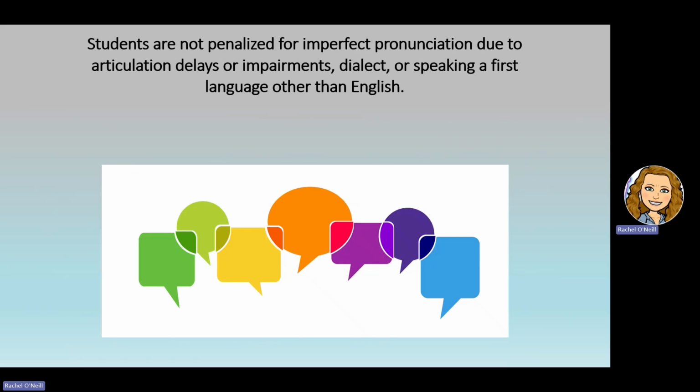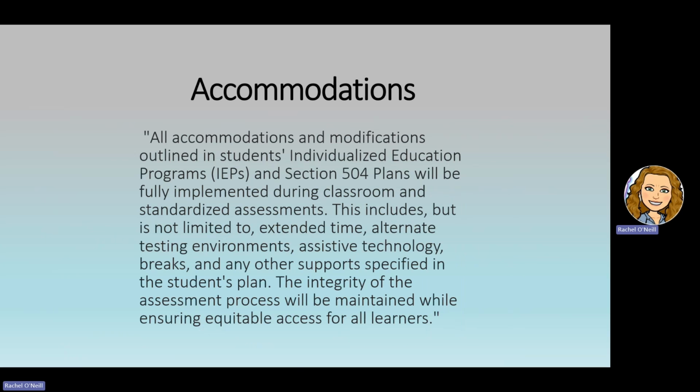As with all of our measures, students are not penalized for imperfect pronunciation due to articulation delays or impairments, dialect, or speaking a first language other than English. All accommodations and modifications outlined in students' IEPs and Section 504 plans will be fully implemented during classroom and standardized assessments. This includes, but is not limited to, extended time, alternate testing environments, assistive technology, breaks, and any other supports that are specified in the student's plan. The integrity of the assessment process will be maintained while ensuring equitable access for all learners.